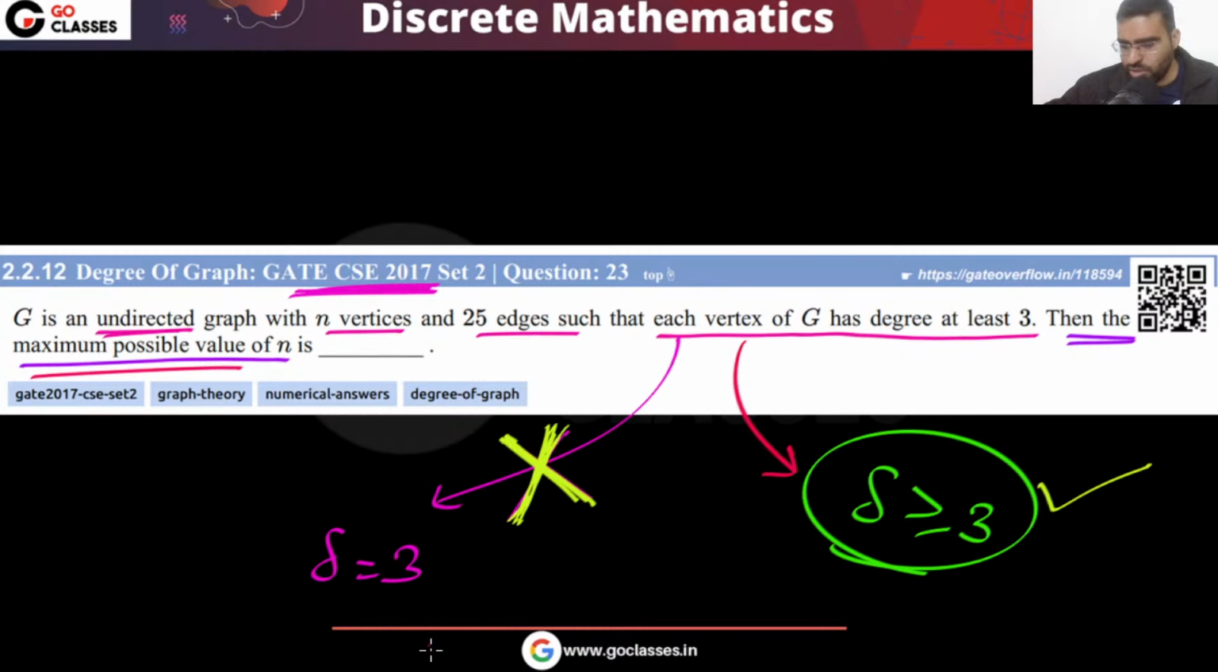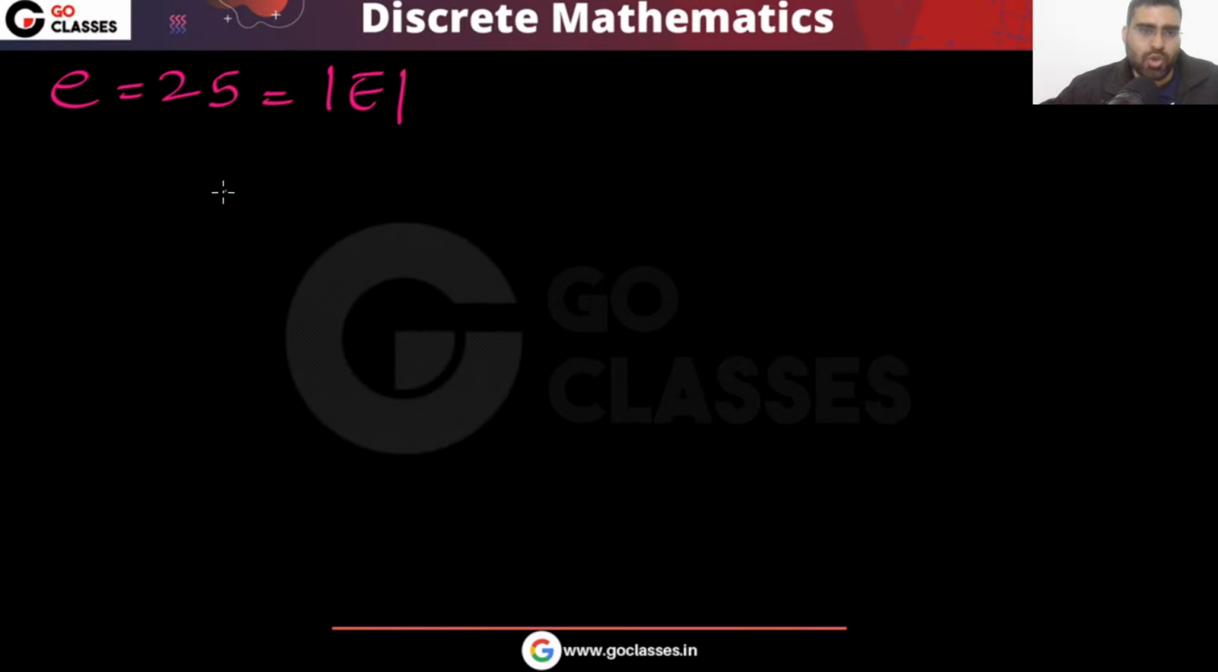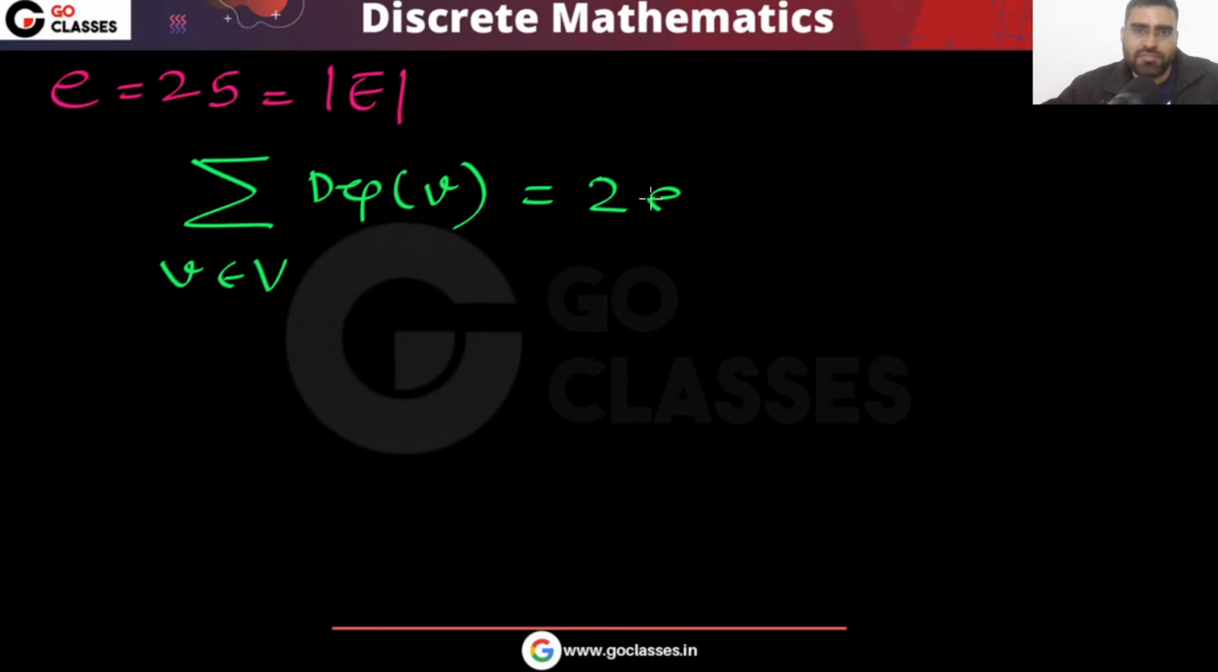Now you tell me, what will the answer be for this? Number of edges is also given to you, that is 25. n is the number of vertices. What is the maximum possible value of n? You already know that if you do the degree summation of all vertices, that will be twice the number of edges.